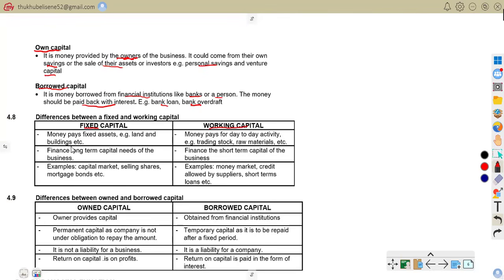Now we come to the difference between fixed capital and working capital. Like we've talked about, fixed capital is money that pays for fixed assets like land and buildings. It is used for long-term needs, for example, building a new factory.